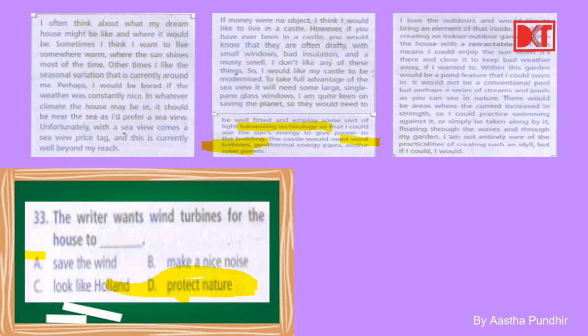Right. Harvesting technology. Why does this person say it? Say that. Where was it? I'm quite keen on saving the planet. So the answer is D, protect nature. Okay.